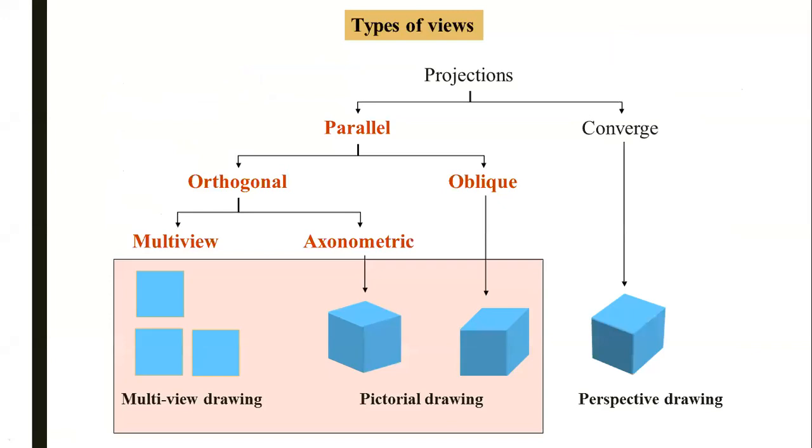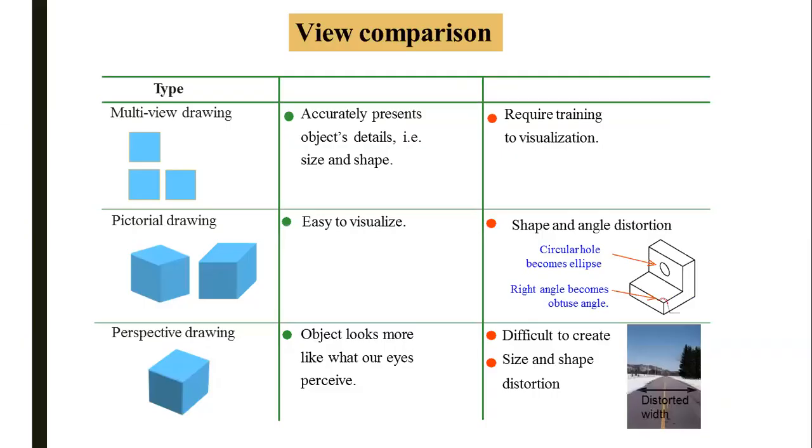Now these are the different types of projections. You can Google it. You can get the different diagrams and objectives of these views, what we can achieve from these views. So we are just going to study orthogonal. In that also there are two types of views: axonometric and multi-view. So we are going to study multi-view drawings. Now this is a table which you can study on your own.